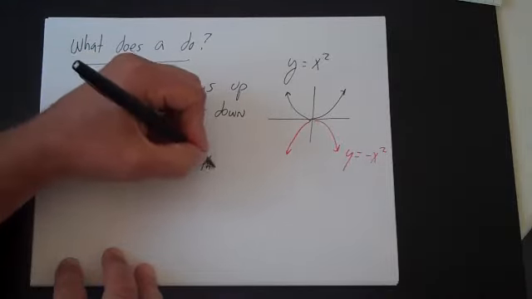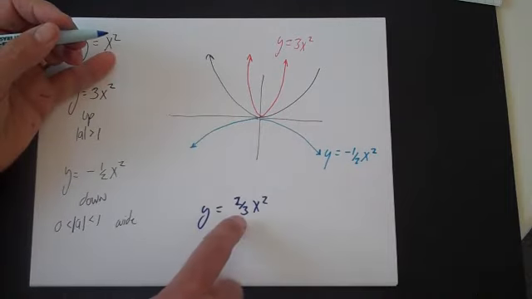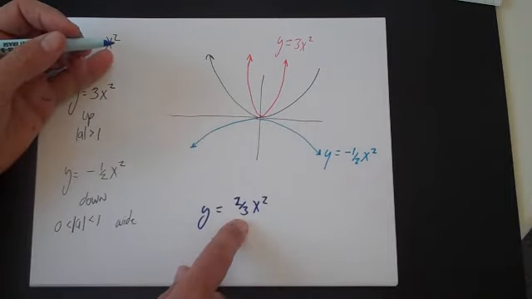And then we can do all kinds of variations here. If you have y is equal to 2/3 x squared, a is positive, so it opens up. 2/3 is between 0 and 1, so that means it's going to be a little bit wider. y is equal to 2/3 x squared.